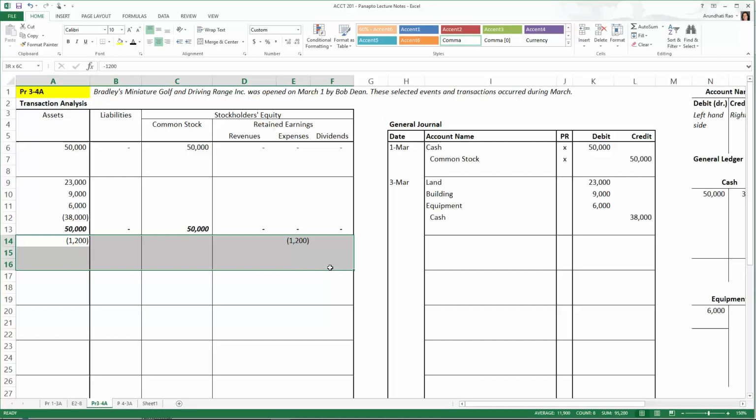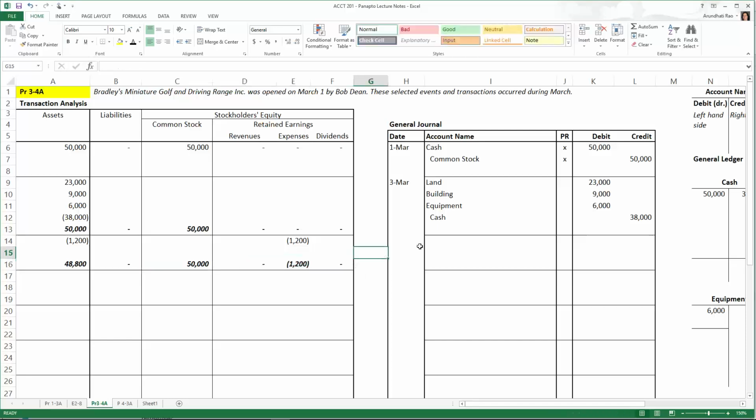So let me redo my calculations and see what my numbers stand at. It's always a good idea every so often to make sure that the accounting equation is in balance, which is basically total assets must equal total liabilities plus stockholders' equity. My total assets is $48,800. Common stock minus the expenses is also $48,800, so I'm in good shape. Let me come to my journal entry. I'm going to do my journal entry: advertising expense debit, cash credit for $1,200.